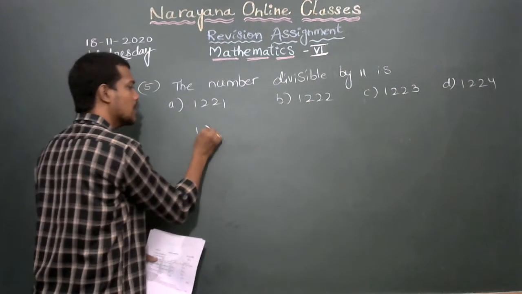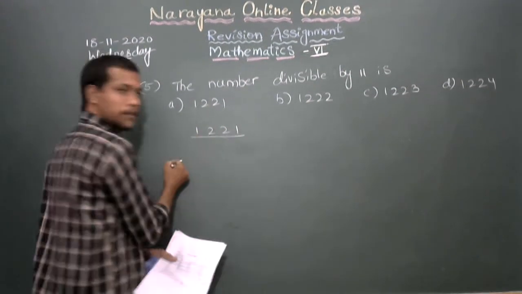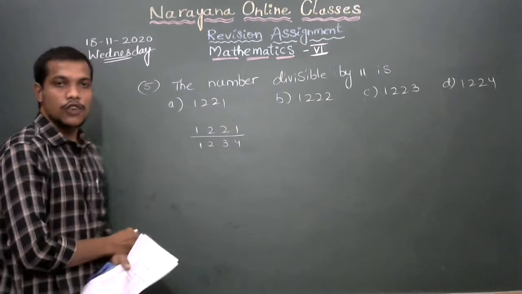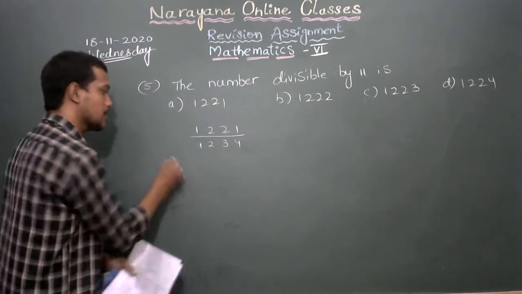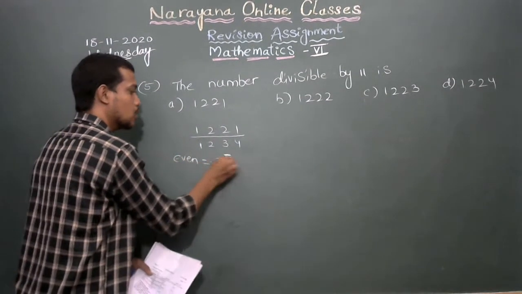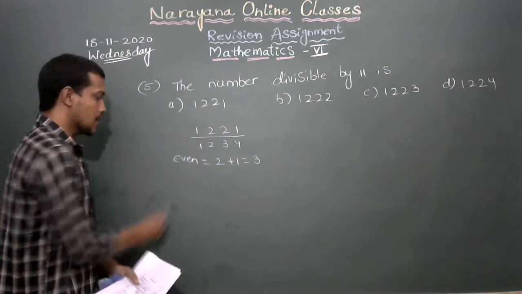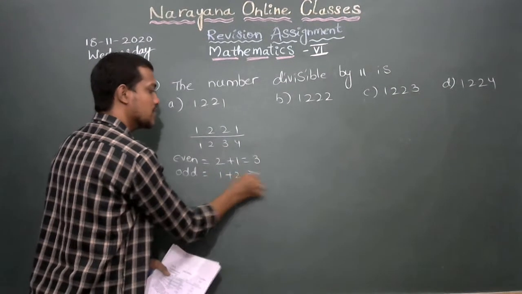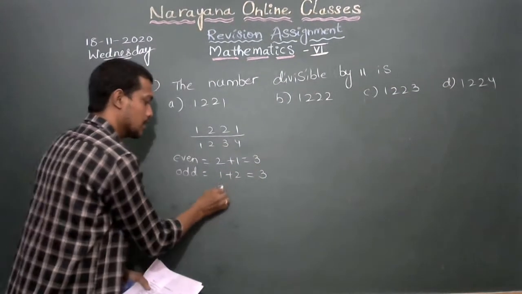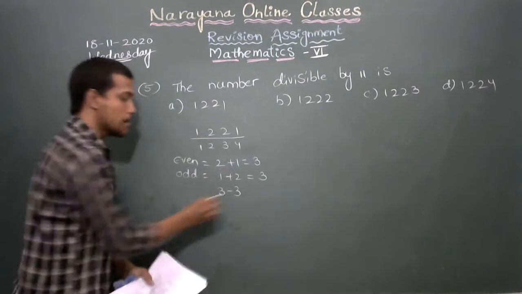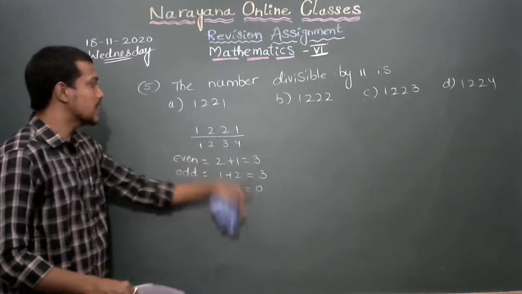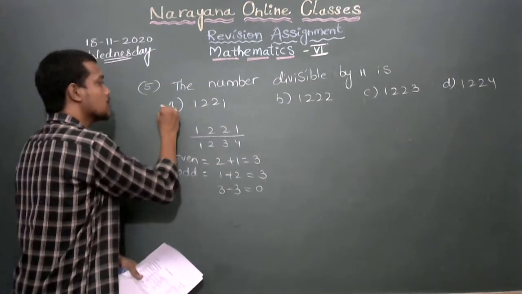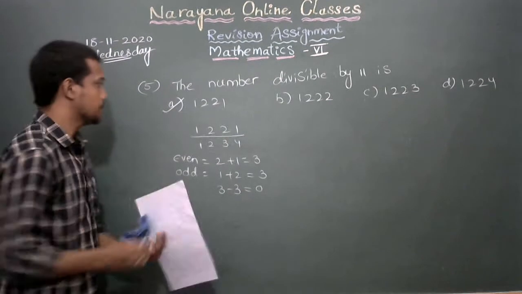So the first option is 1, 2, 2, 1. Now take the places 1, 2, 3, 4. You need to take even places and odd places. Even places means 2 plus 1, which is equal to 3. Odd places means 1 plus 2, which is equal to 3. Now subtract: 3 minus 3 means 0. Is 0 divisible by 11 or not? Yes, it is divisible by 11. So option A is the correct answer.